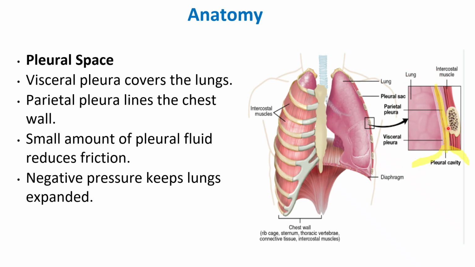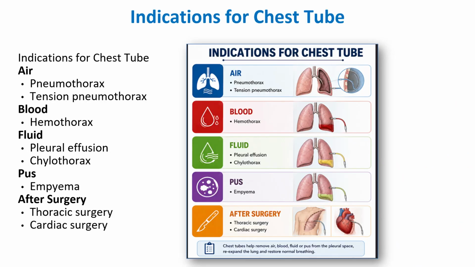When it goes beyond, or when there is a blood collection, or a pus collection, or the pleural fluid is excessive, in such a situation what will happen? It pushes the lung and makes the lung collapse, and that's the reason we have to put an ICD for the patient. Clear with the concept of pleural space? This is the anatomy of the pleural cavity. Okay, let's move on.